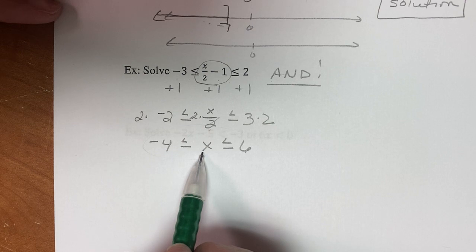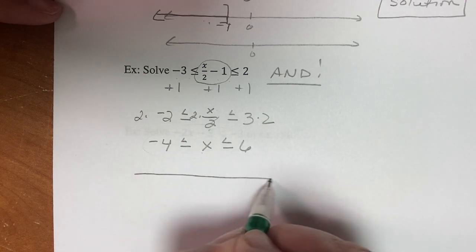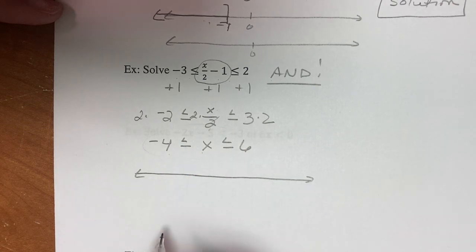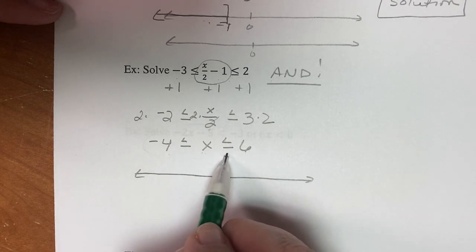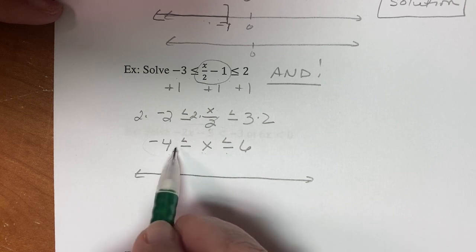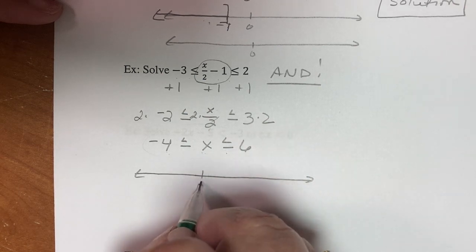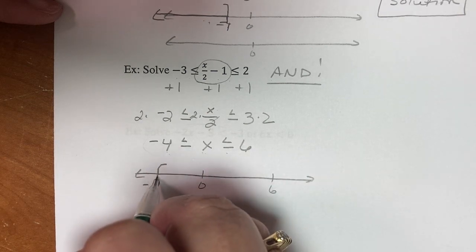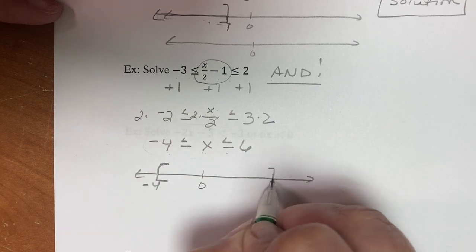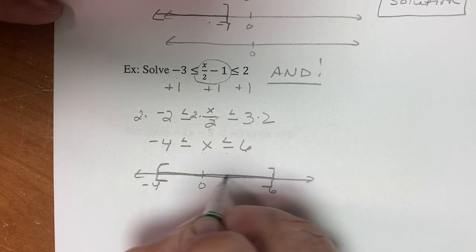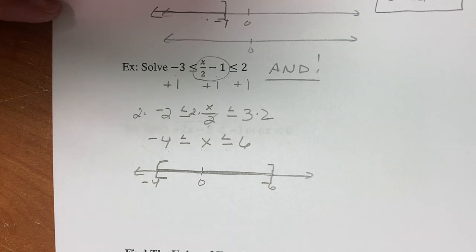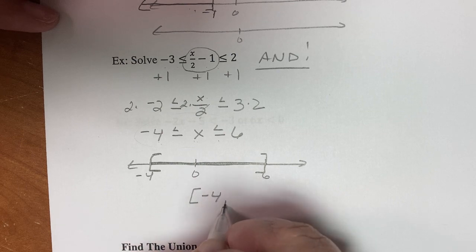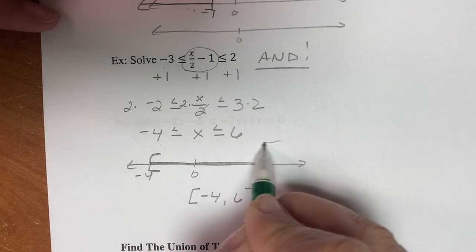The solution is all values that are between negative 4 and 6. Those would be all values less than or equal to 6 and at the same time greater than or equal to negative 4. So if I wanted to graph that, I would use brackets because of the equal to. That would be my solution set. And then, of course, in interval notation, that would simply be all values from -4 to +6.